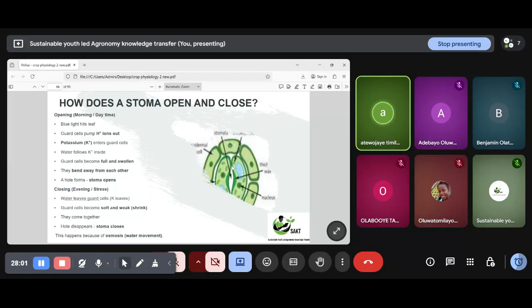Blue light hits the leaf. That's the sunlight, when there is light. Sunlight emits many lights, including blue and red light. I'll explain that one later. Then the guard cells pump hydrogen out and potassium ions enter the cell. Water follows potassium inside. The guard cells become full and swollen. So that's how they open. They bend away from each other, a hole forms, and then the stomata open.